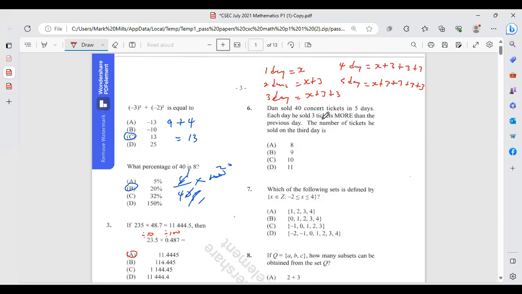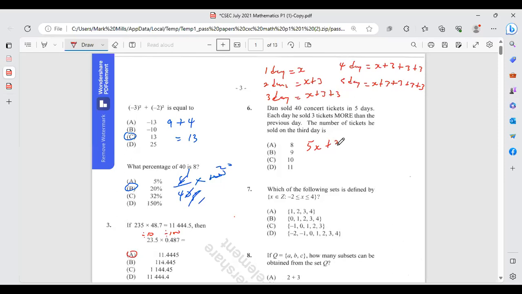Right? So now this is 40. Let's count how many X we have: 1, 2, 3, 4, 5. So it'll be 5X plus the 3s. How many 3s do we have now? 1, 2, 3, 4, 5, 6, 7, 8, 9, 10. 3 times 10, what do I get?